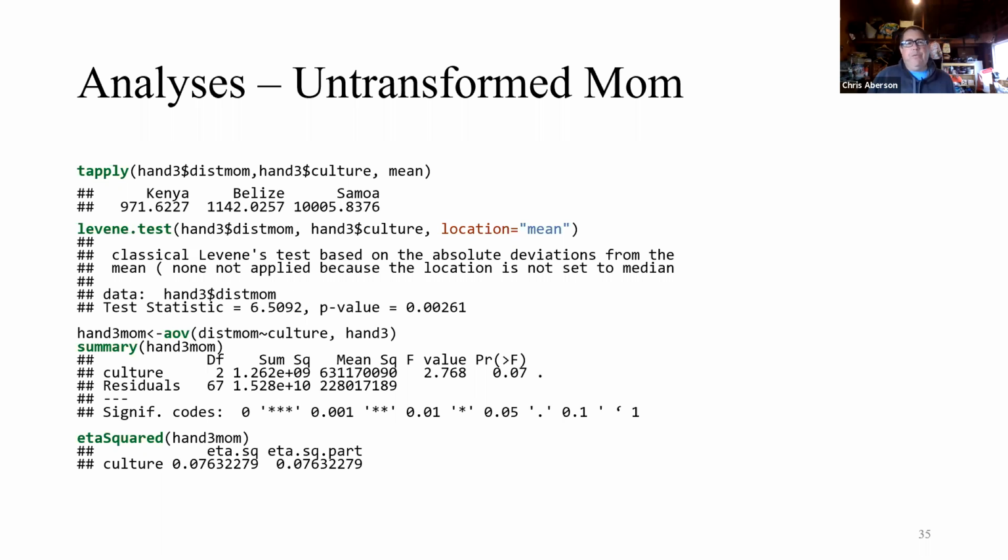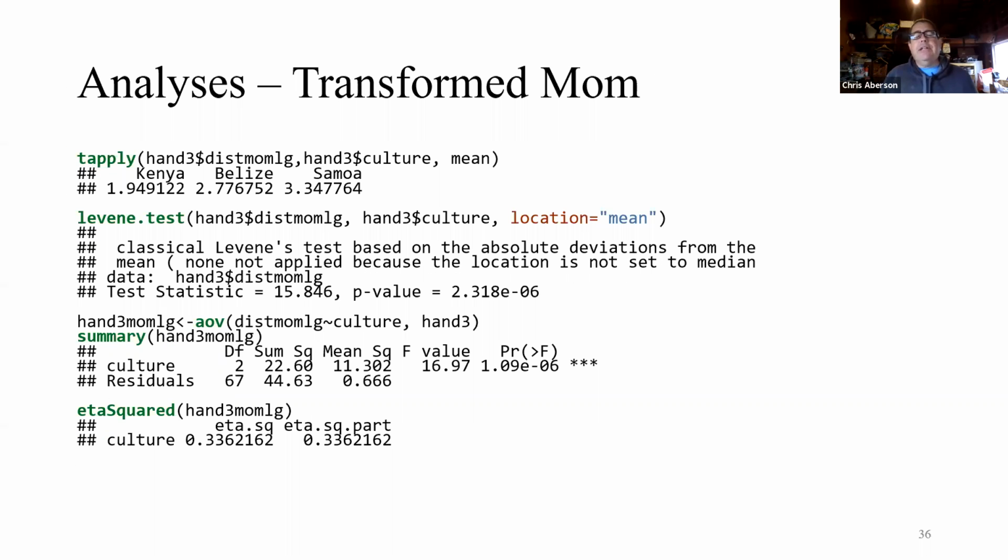This is the untransformed. You can see this thing I mentioned called Levene's test. You can see that it's telling us that there's inequality of variances, which is actually accurate in this case. And we can see our ANOVA and our eta squared value. Now let's take a look at it with the transformed values.